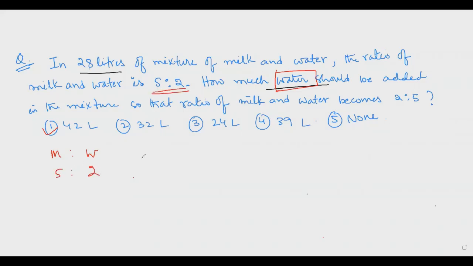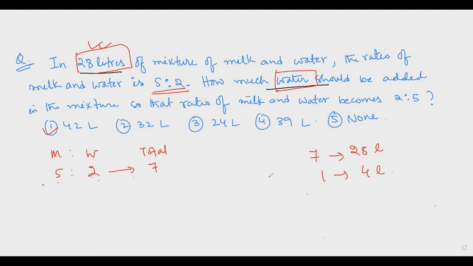5:2, right? What is the total? 5 plus 2 is 7. Now 7 is equivalent with how much? This is given as 20 liter. So 1 is equivalent with 4 liter.